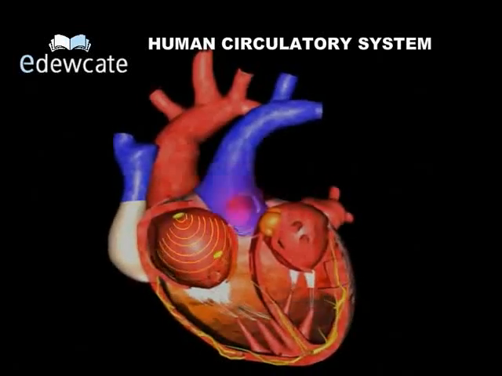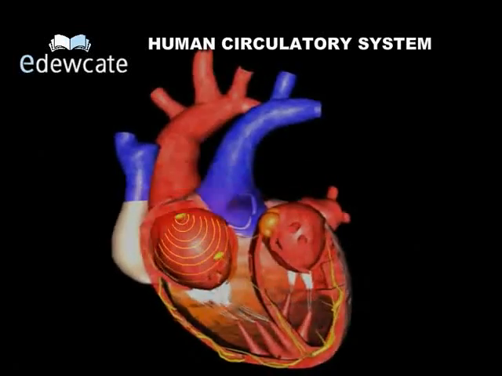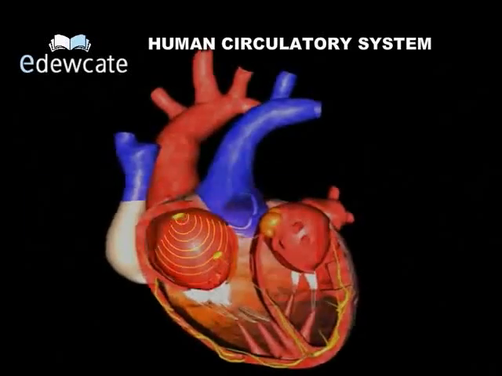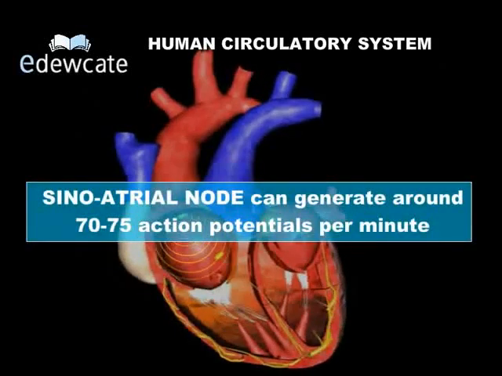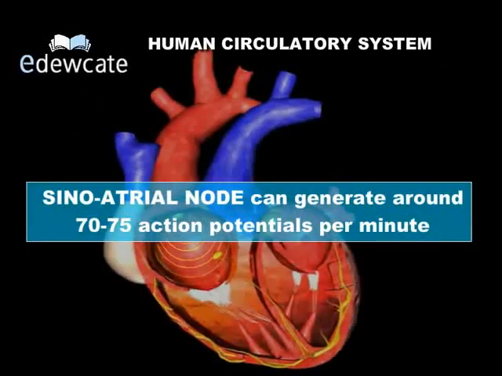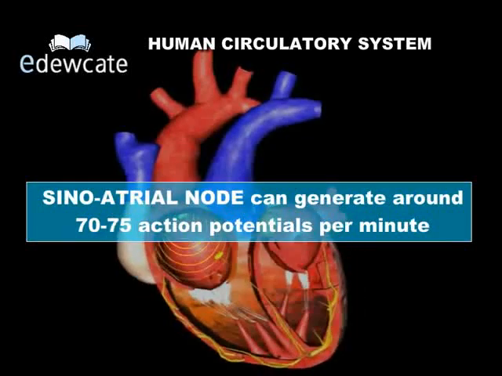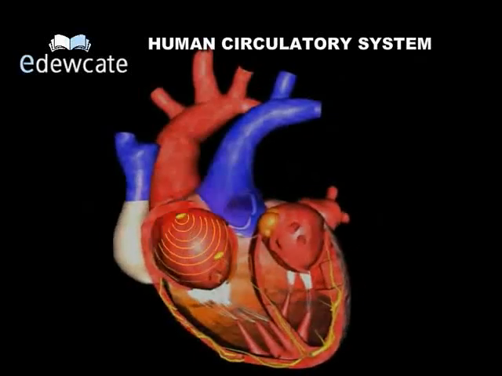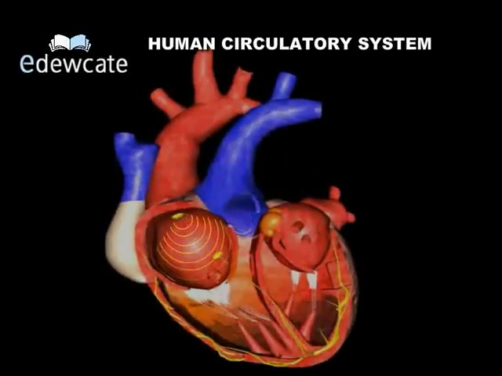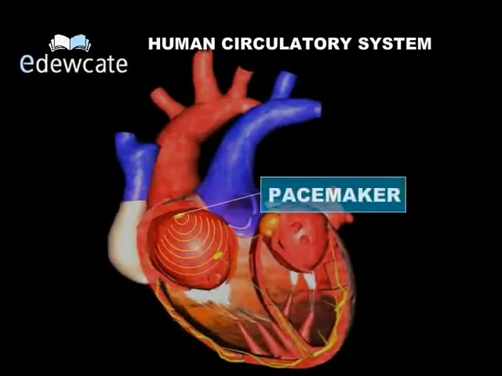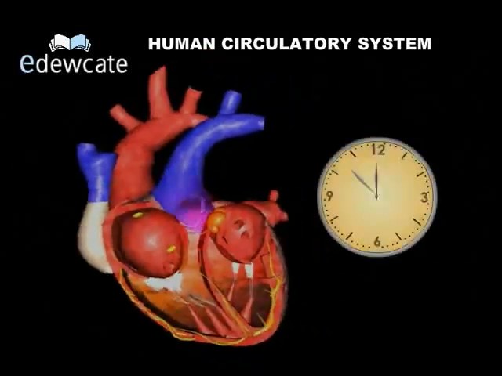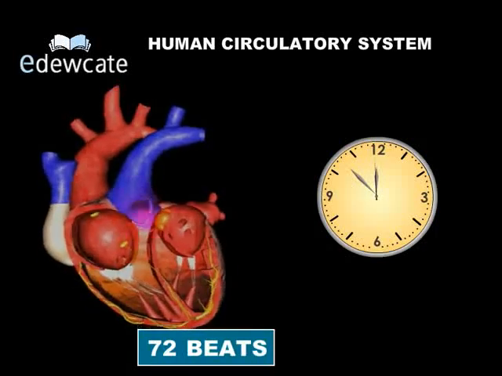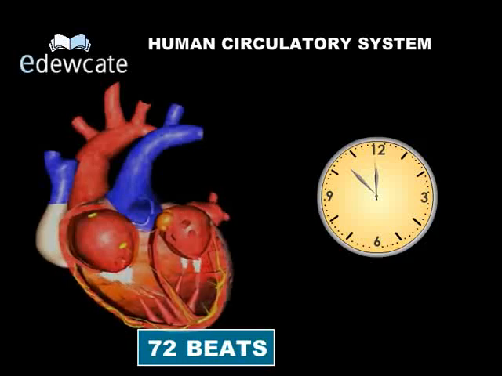However, the number of action potentials that could be generated in a minute vary at different parts of the nodal system. The sinoatrial node can generate the maximum number of action potentials, which is around 70 to 75 per minute, and it is responsible for initiating and maintaining the rhythmic contractile activity of the heart. Therefore, it is called the pacemaker, and hence our heart normally beats around 70 to 75 times in a minute, averaging out to around 72 beats per minute.